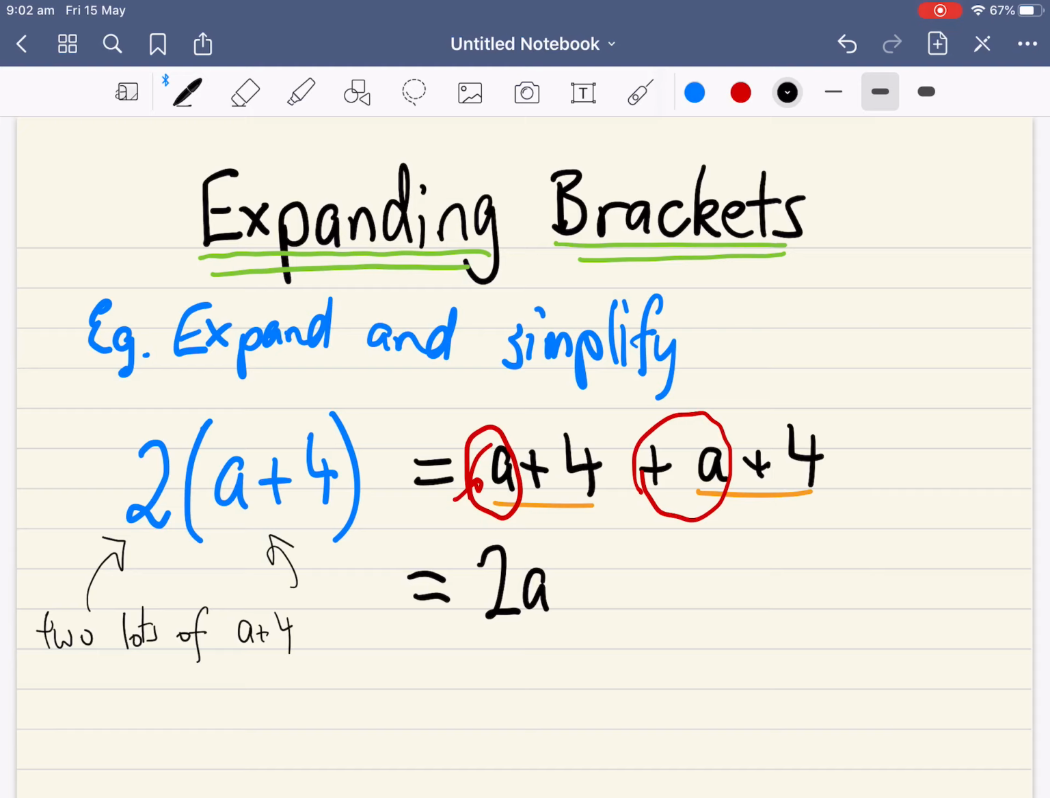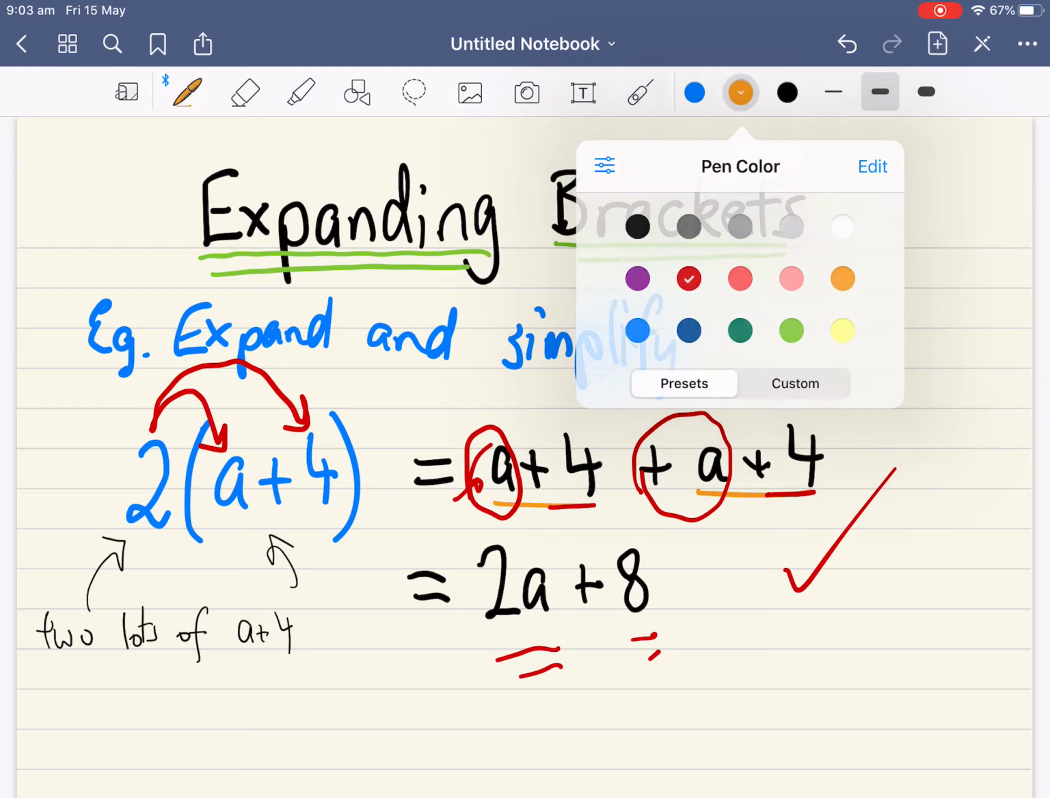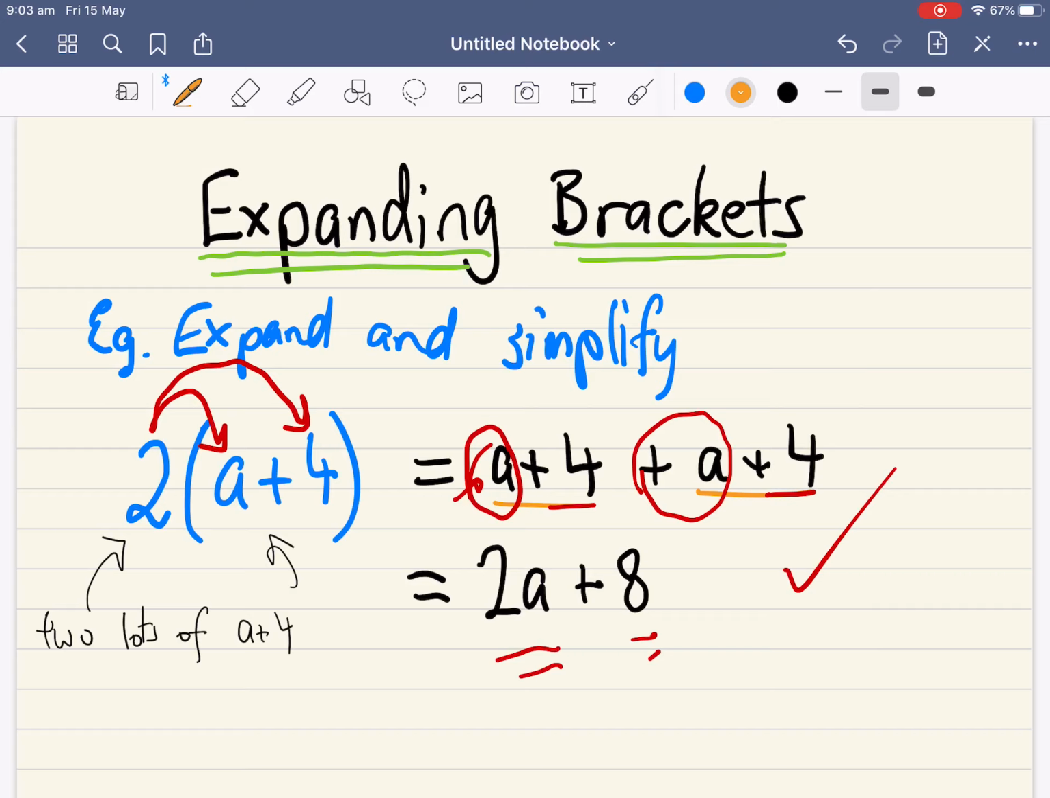Is there any more simplifying we can do? Yeah, absolutely. Right here, we've got a positive 4. There's another positive 4 here, 4 plus 4. That's going to also give us this 8 here at the end. So our answer, expanding and simplifying this, we ended up with 2 lots of a, and then 2 lots of 4. 2 lots of 4 is 8, and that's it there. That's your answer. Some people take this and they say, oh, 2a plus 8. And that is the final answer, right? There's nothing else you can do.